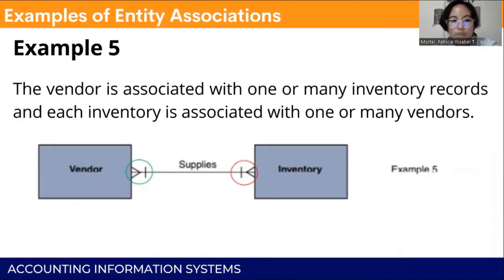Example 5 also represents the association between the vendor and inventory entity. However, assume that the company has a policy where the same type of inventory is purchased from multiple suppliers. This is commonly done by management to ensure that they get the best prices or avoid becoming dependent on a single supplier. Therefore, in this example, both ends of the association line have one short line with the crow's foot symbol, which represents the cardinality of one or many. This is because the vendor is associated with one or many inventory records, and each inventory is associated with one or many vendors.